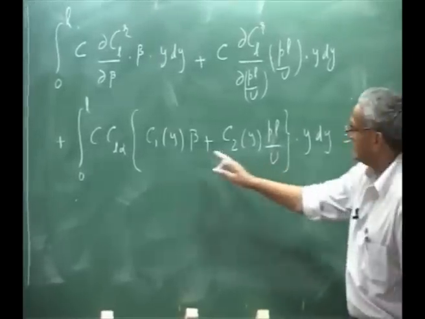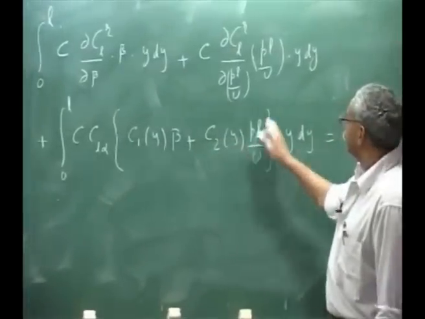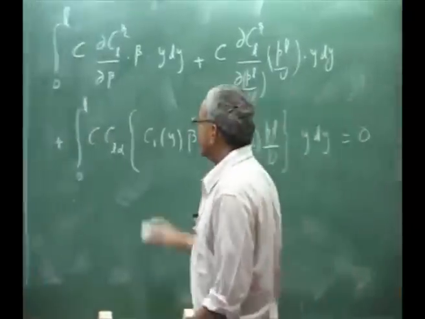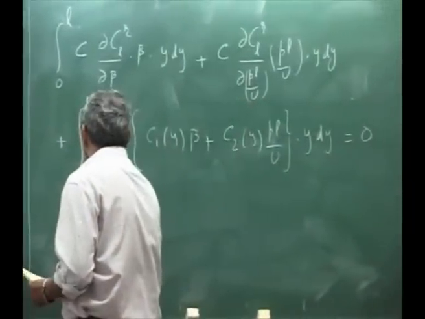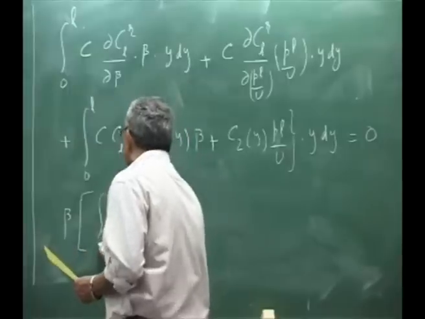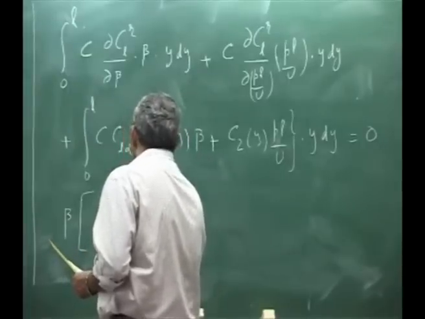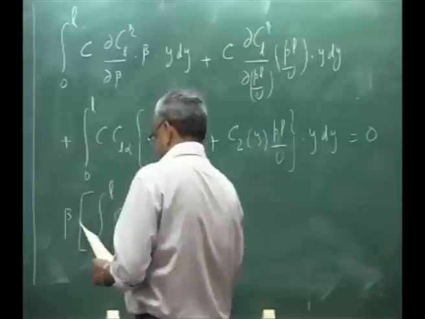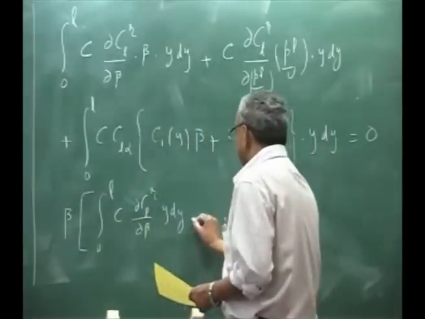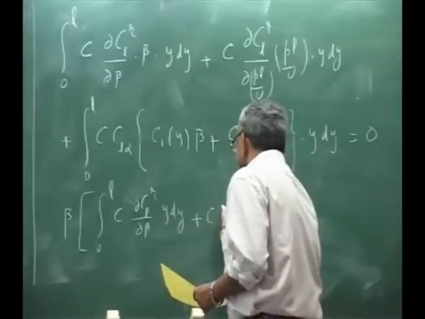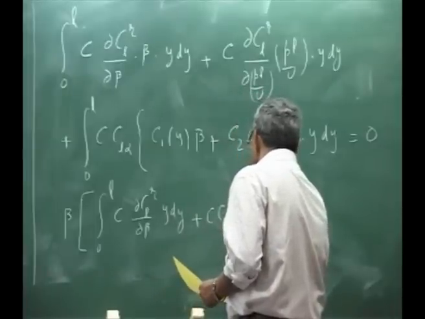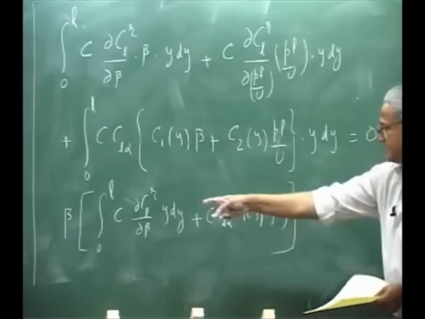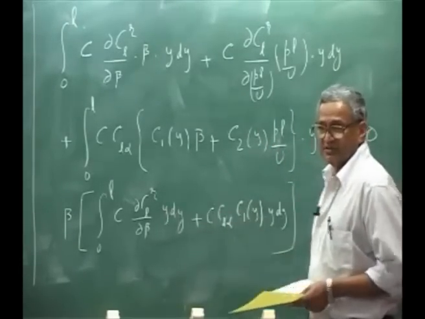Now what you can do is combine the beta term, combine the PL over U term, and then take the two terms outside. So what will you have? You will have beta times, this is the first term, integral 0 to L, C delta CLR over delta beta y dy, plus this term, C CL alpha C1y into y dy. This integral is there everywhere, y dy, y dy. That is why that integral should be every time.